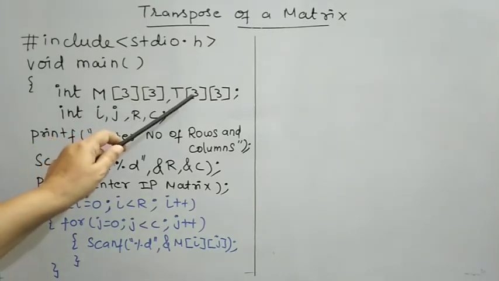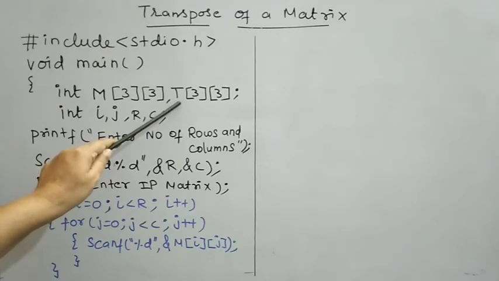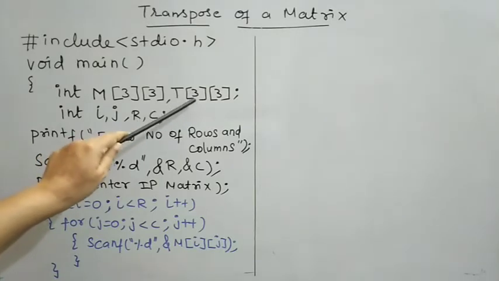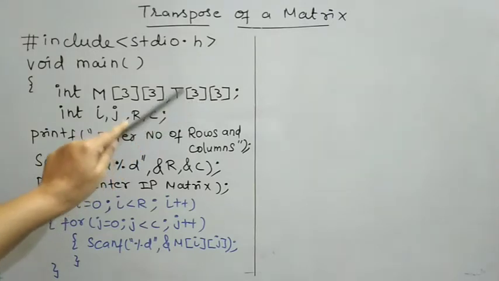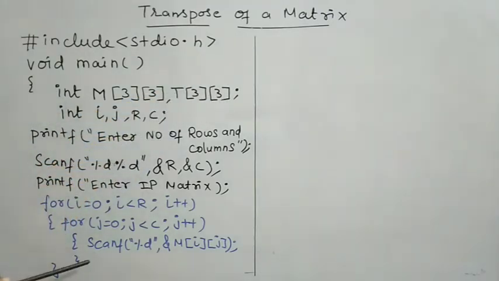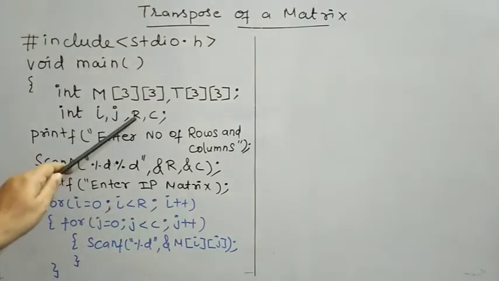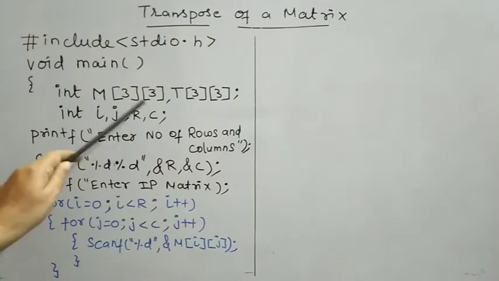Likewise, the transpose matrix is declared during declaration as a two-dimensional array with a maximum of 3 rows and 3 columns, totally 9 elements. During runtime we may change the number of rows and columns in the input matrix M and the transpose matrix. In addition, we have declared 4 integer variables I, J, R and C. I holds the index position of rows, J holds the index position of columns, R is the total number of rows and C is the total number of columns in the input matrix.